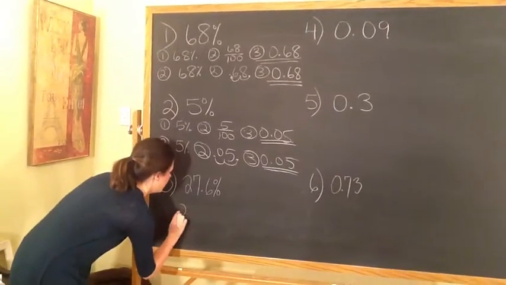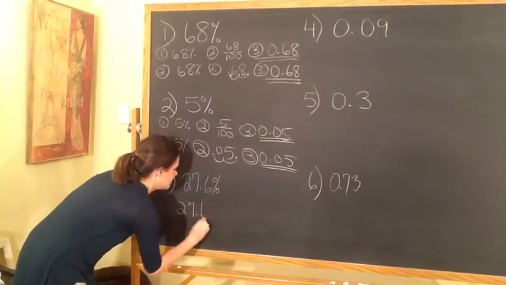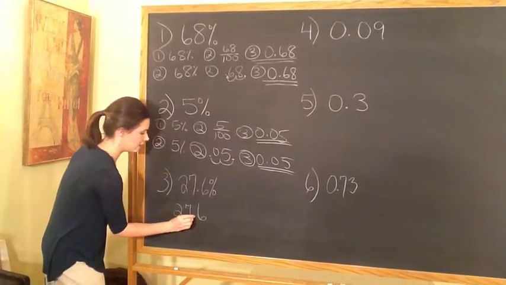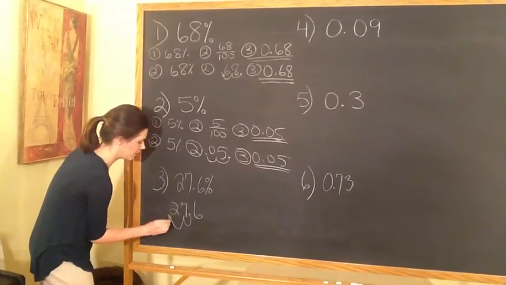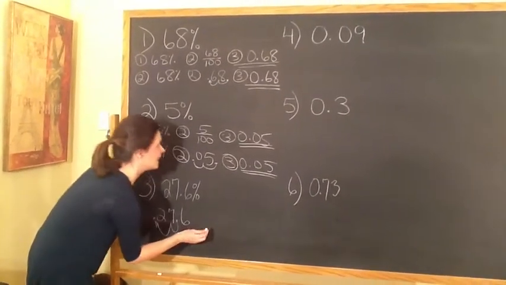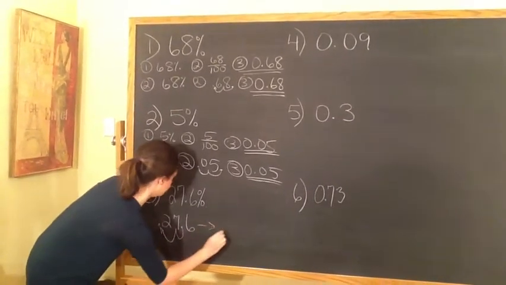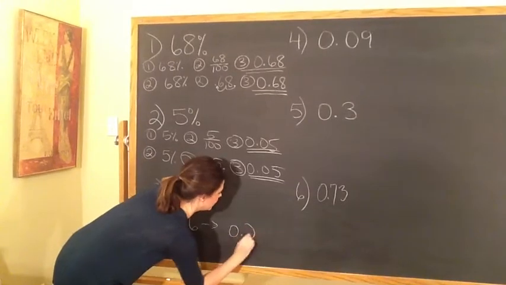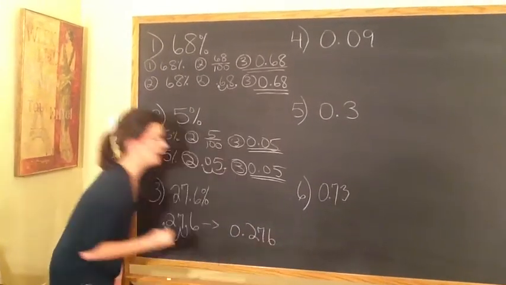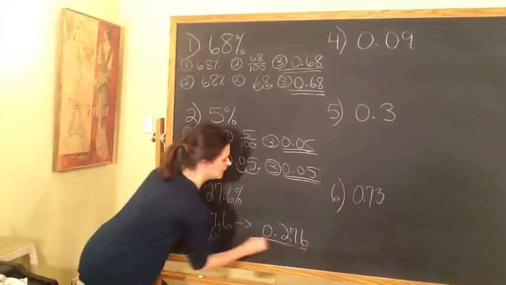So I have 27 6/10, and I'm just going to go ahead and move this 2 places to the left. And then now our new decimal, so we're going from percents to decimal, our decimal is going to be 276 thousandths. So that might just be a little bit easier in this case.